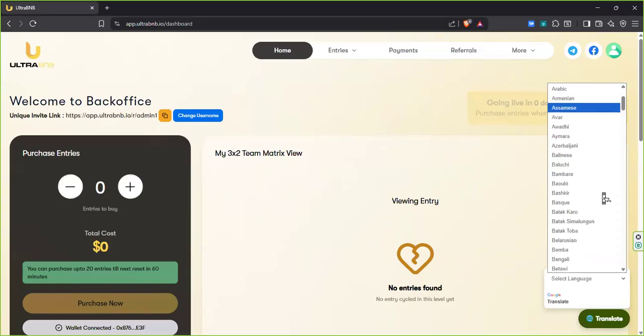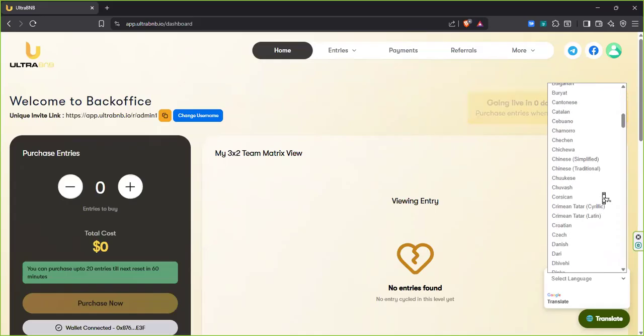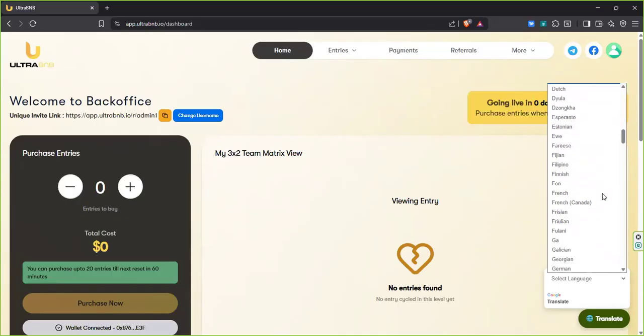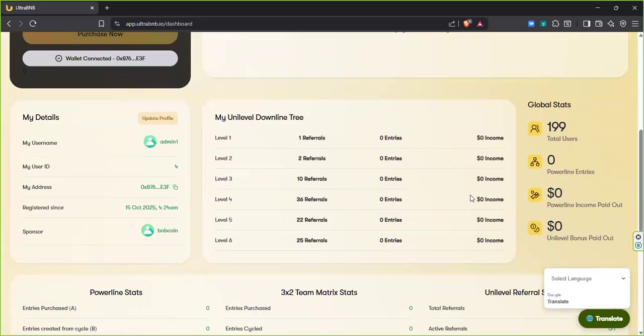I don't want to get myself in trouble. Outside English, there is no other language I understand. So let me see which language. Okay, I'm not going to risk it. But yeah, you can clearly see there are other languages here which you can translate to. Okay. So that is it, guys. This is all that you need to know.